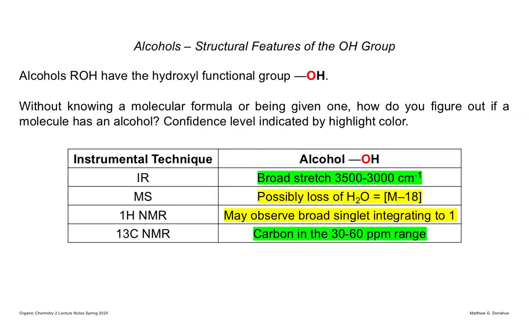So we know that alcohols have the hydroxyl group. But how experimentally do we know they're there?